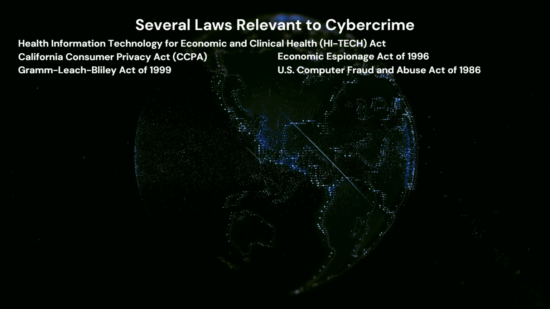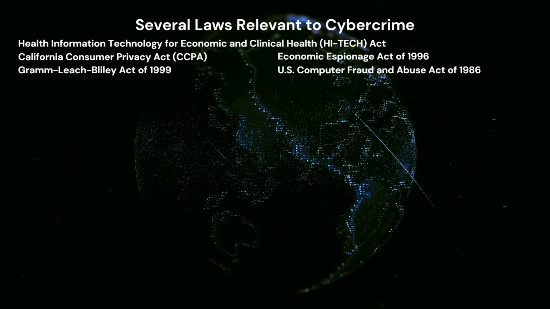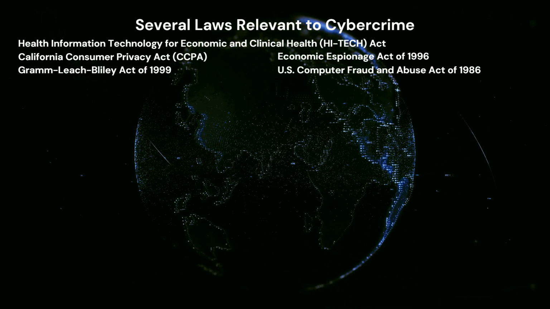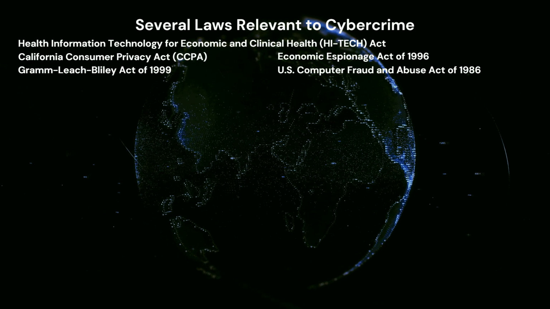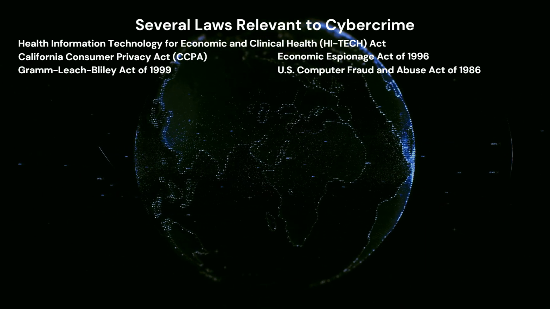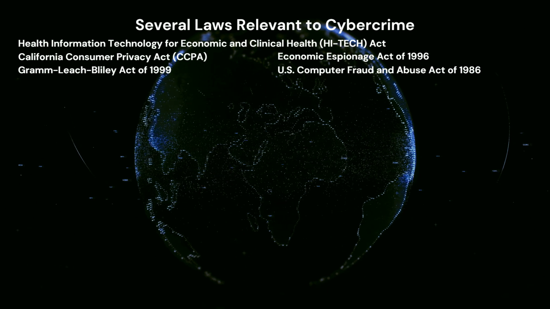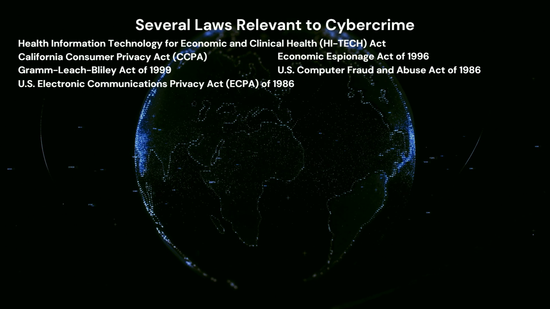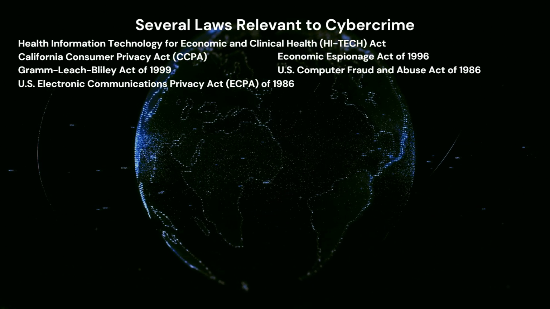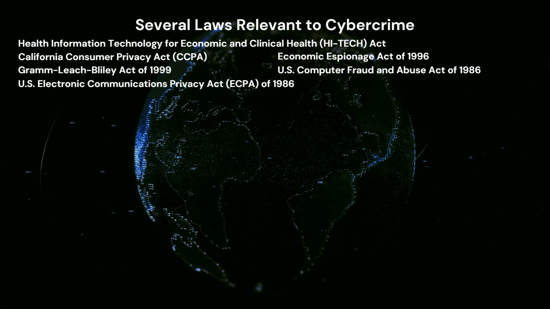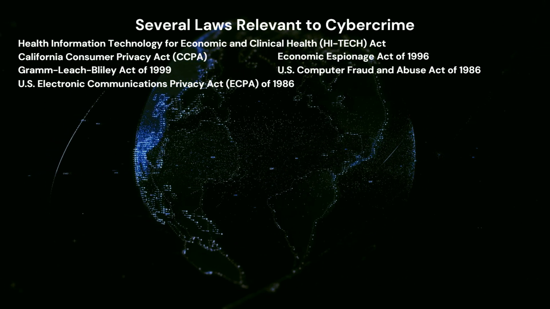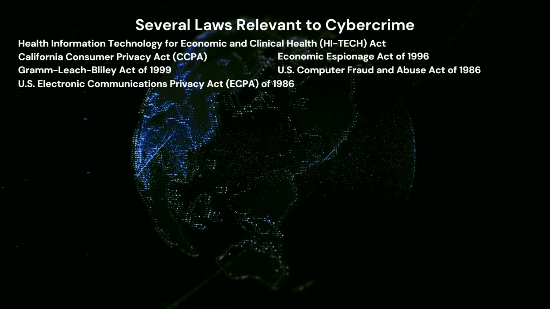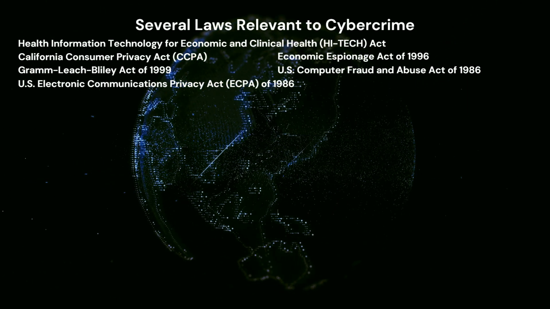U.S. Computer Fraud and Abuse Act of 1986. This act prohibits unauthorized access to computer systems and networks, as well as activities such as the installation of malware or the theft of confidential information. U.S. Electronic Communications Privacy Act, ECPA, of 1986. This law regulates government access to electronic communications, such as email and text messages, and sets requirements for obtaining warrants to access such communications.